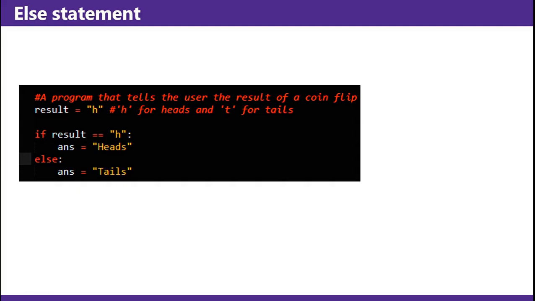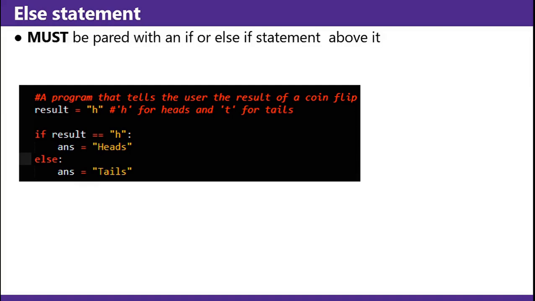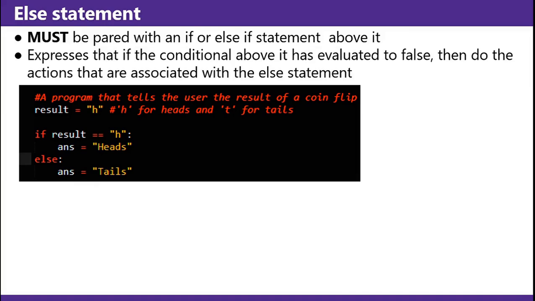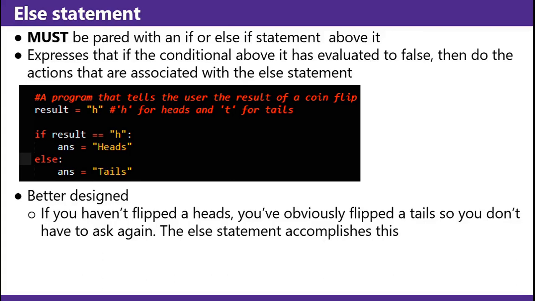Else statement. This is a program that's a flip of the last one, where instead of if result equals H, if result equals T, it says if result equals H, else. An else statement must be paired with an if or else if statement above it. It expresses that if the conditional above it has evaluated to false, then do the actions that are associated with the else statement. This is better designed. If you haven't flipped to heads, you've obviously flipped to tails, so you don't have to ask again. The else statement accomplishes this.